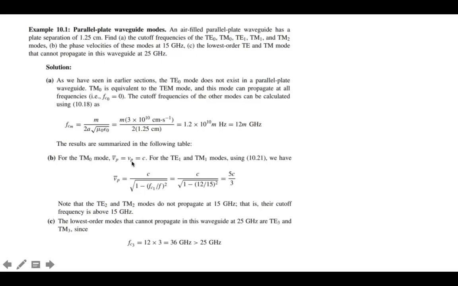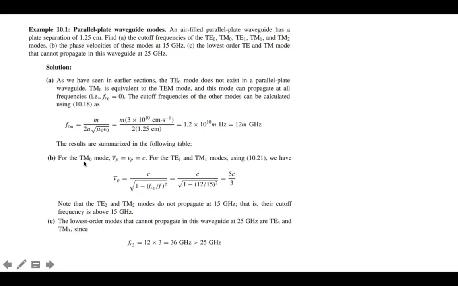All right, so for the TM0 mode, the phase velocity in the guide is equal to the normal phase velocity, which is equal to c. So we take the phase velocity in the guide, which is c, divided by the guide factor. And for higher order modes, we would use the correct f sub c. So if we have mode 1, we use fc1. We plug all of that in, and we find that the phase velocity is 5/3 times c.